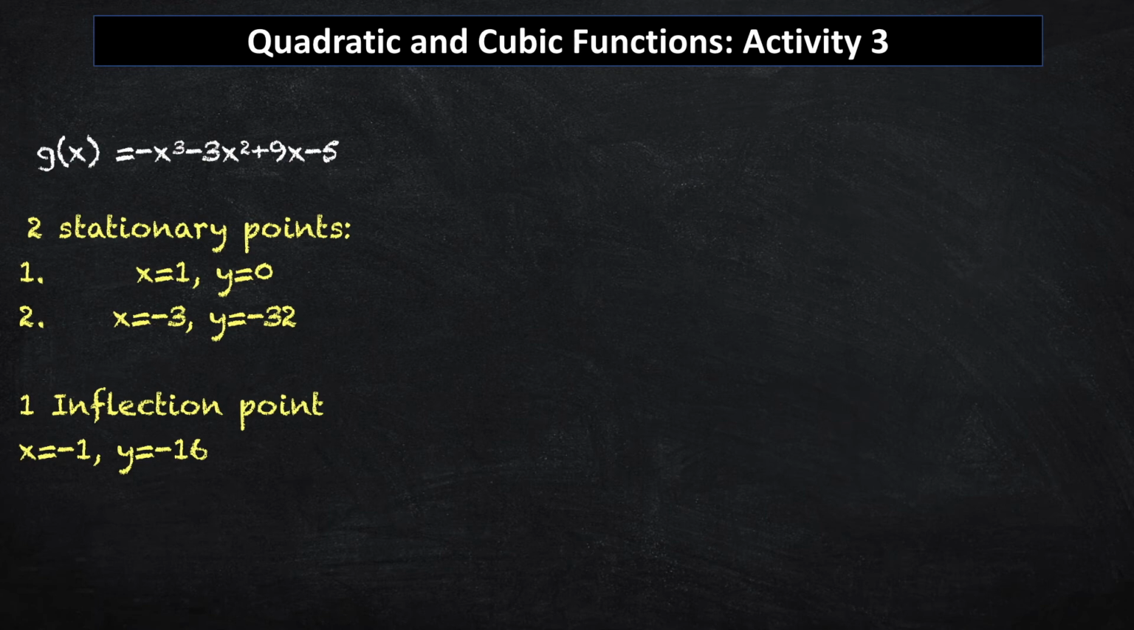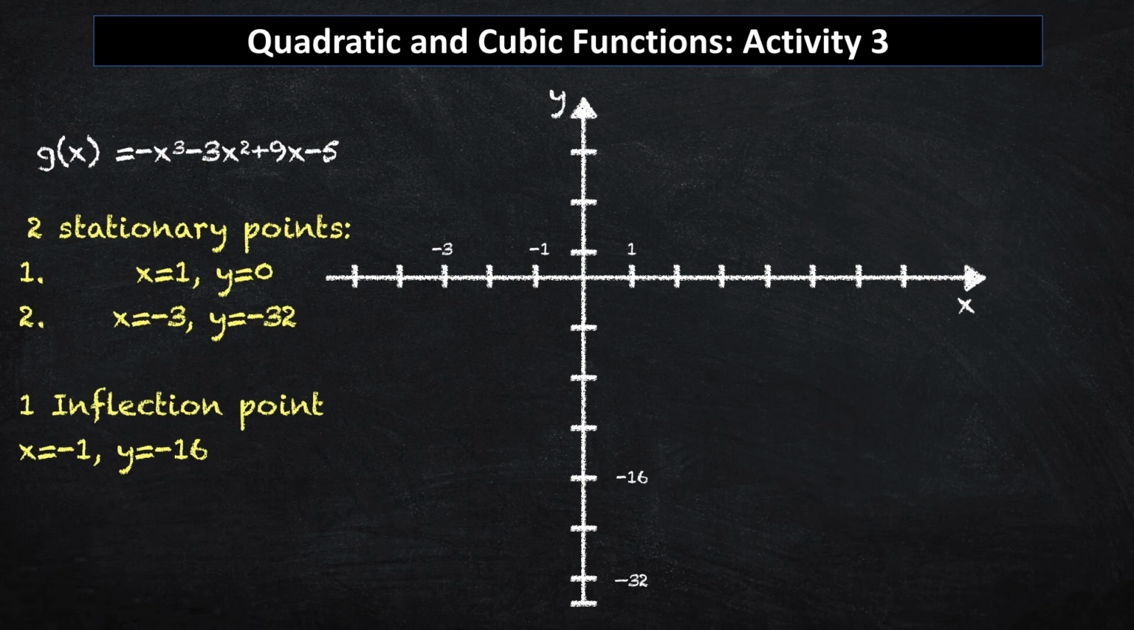Good, now we have all the info to draw the function. So we know that we have two stationary points. The first one is for x equal to 1 and y equal to 0. The second one is for x equal to minus 3 and y equal to minus 32. And one inflection point which is for x equal to minus 1 and y equal to minus 16. As in the example before, the y values are very large, minus 32 and minus 16. So when I draw the Cartesian plane here, I don't draw it in scale, so it's not in scale.